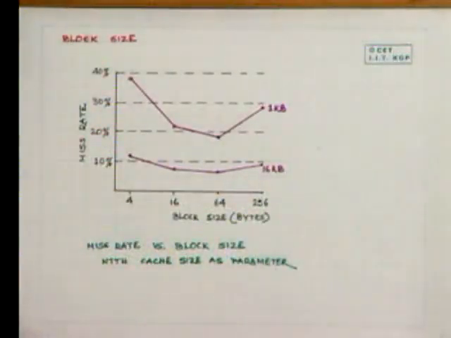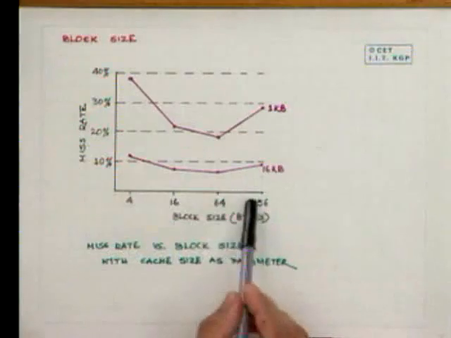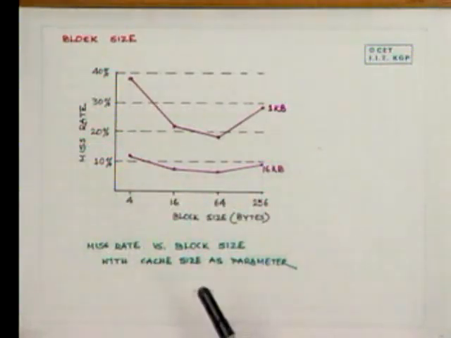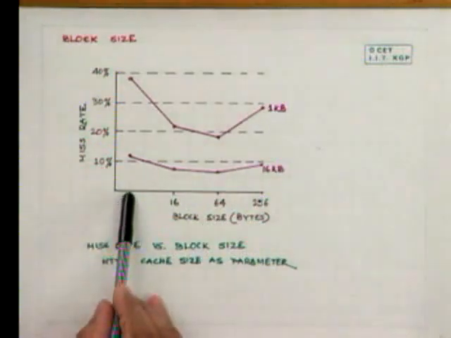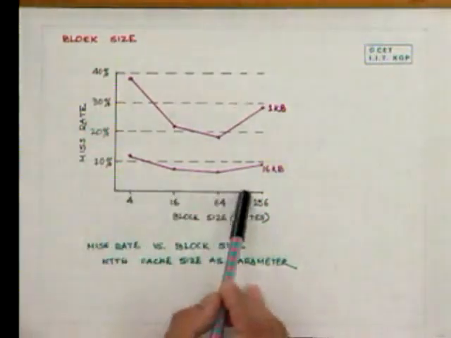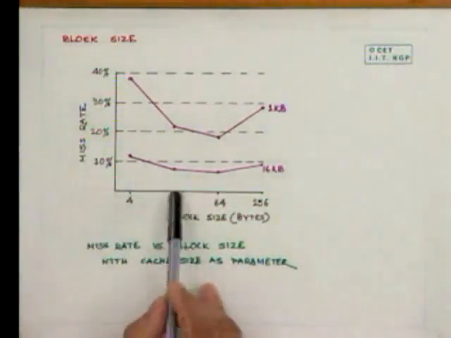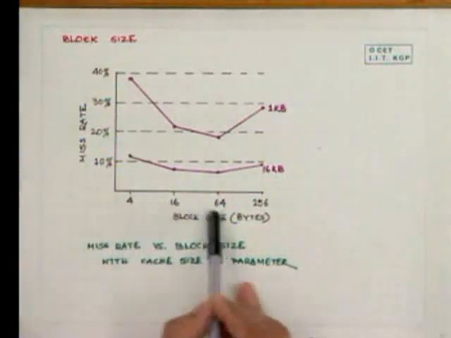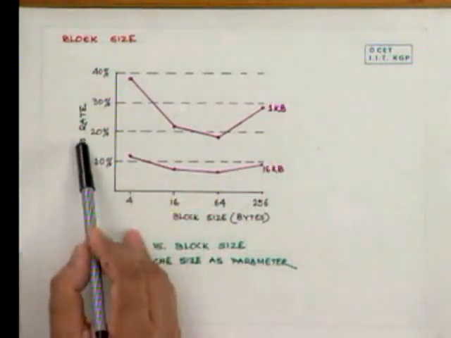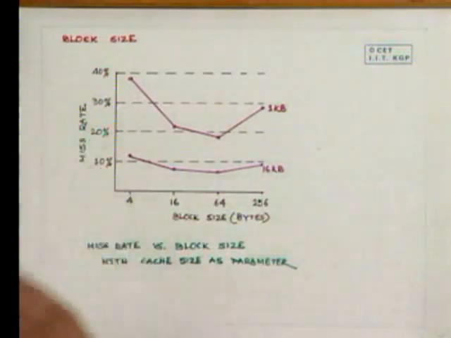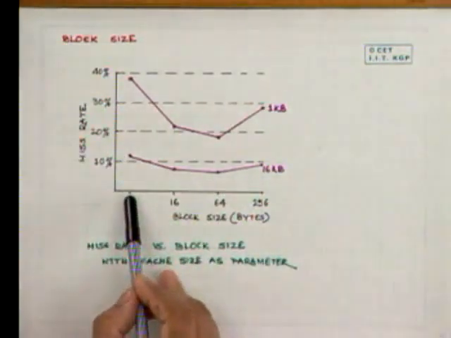Now let us come to the discussion of the block size. What should be the block size? Here, in the practical example we have chosen for explanation, we have taken a block size of 4. Here we have shown two graphs of block size versus the miss rate. In our case, the block size is 4.